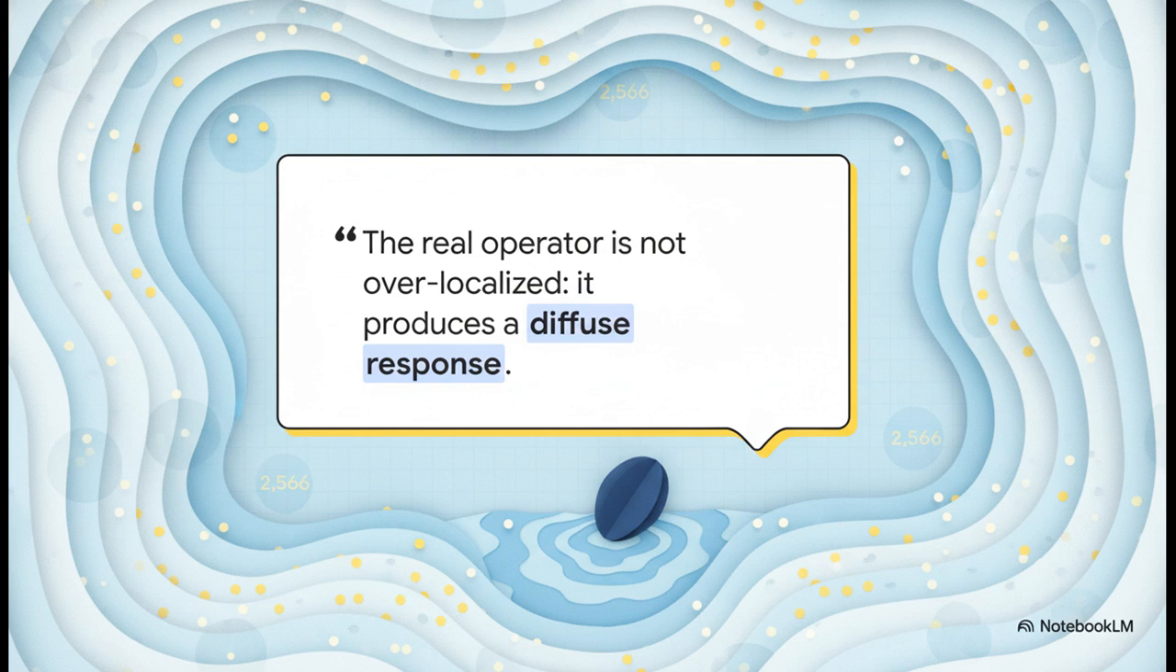When they ran a single point source, our single simulated pebble in the pond, it returned 2,566 out of 2,566 non-zeros. Literally every single node lit up. It was producing a highly diffuse response. This completely shattered the initial assumption that the wave was failing to propagate. Actually, scratch that, it was propagating absolutely everywhere.